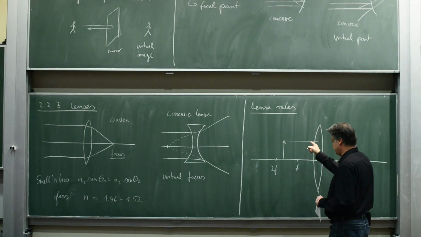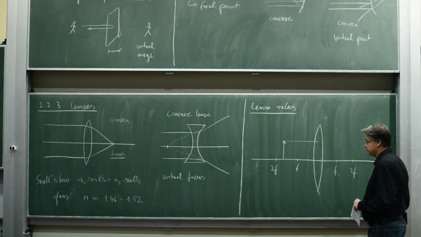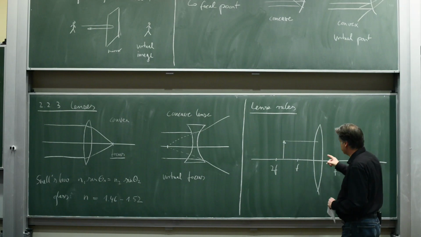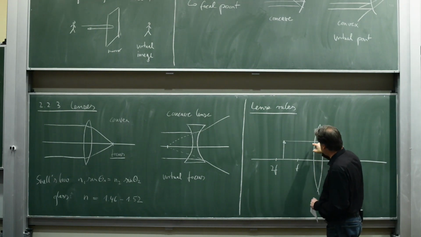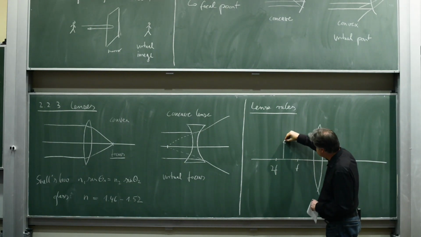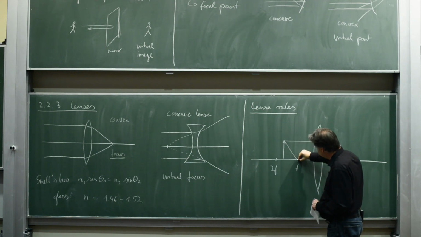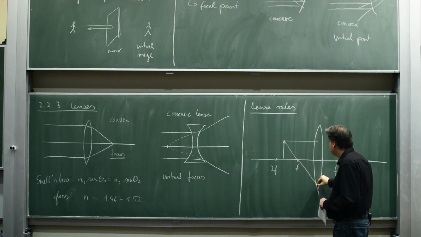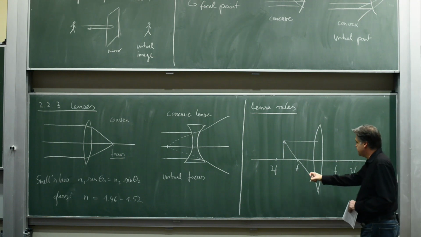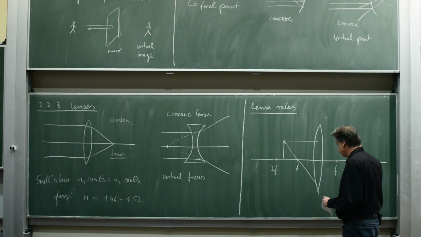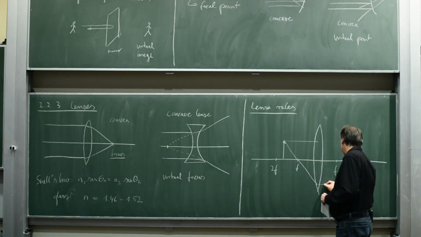One line, which actually represents the beam of light, directly parallel to the axis, and one through the focal point on that side. Now let me extend that on the other side.